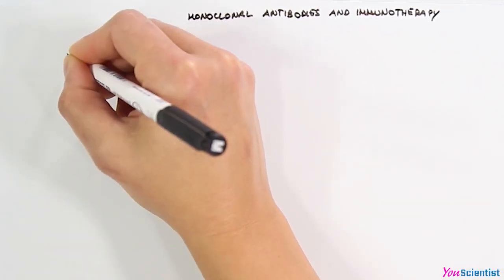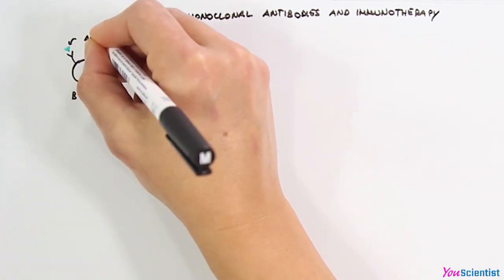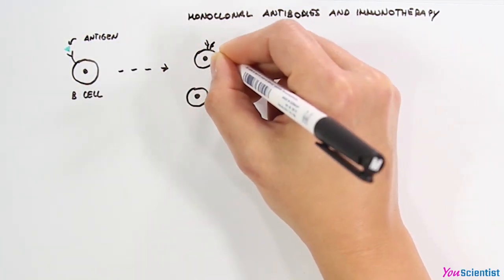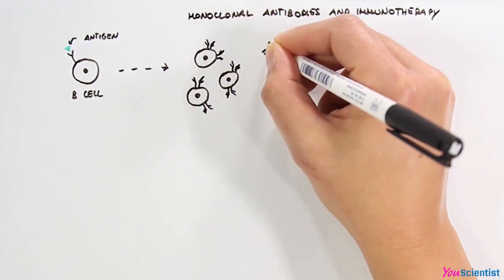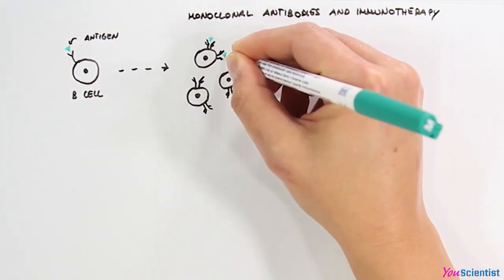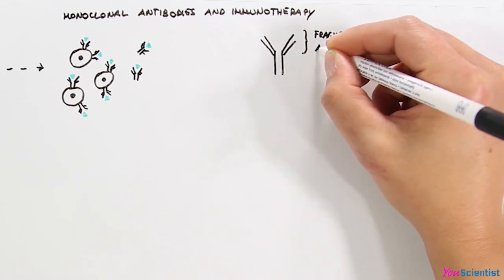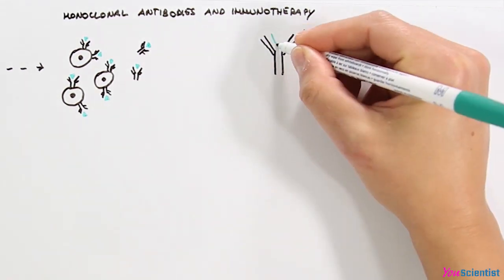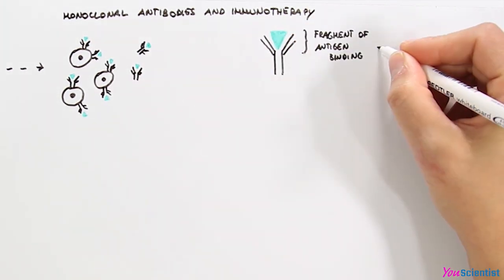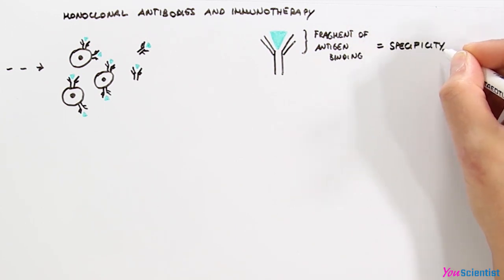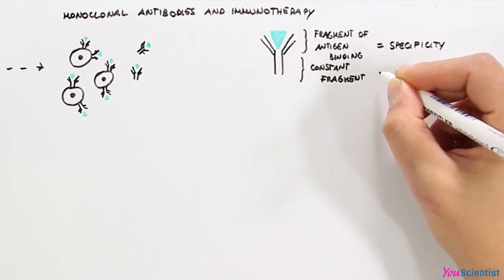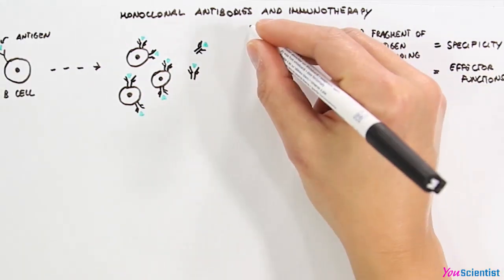Once a B cell recognizes an antigen, it becomes activated. It expands clonally and starts producing antibodies specifically directed against that antigen. Antibodies are composed of two distinct functional subunits: the fragment of antigen binding, which confers specificity to the antibody, and the constant fragment, which has effector functions.